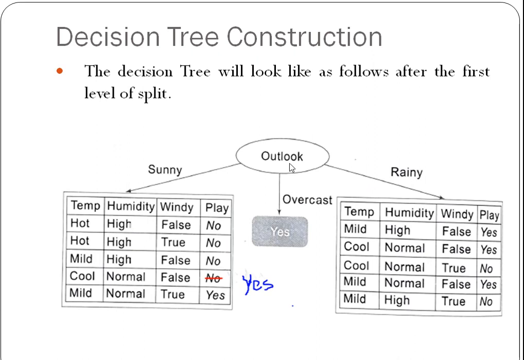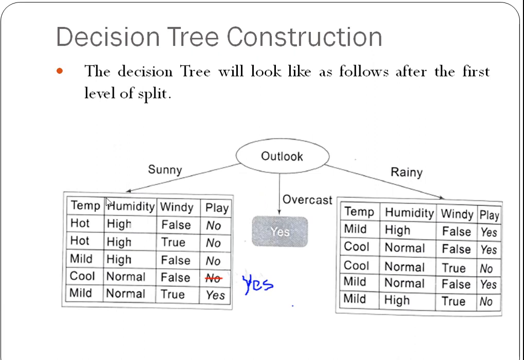So we already saw, if it is overcast, the answer is definitely yes, the outdoor play is yes. Now when we started with the root node, we gave all the data, including the outlook, to this particular node, and we did the least error and then came up with this kind of a structure.